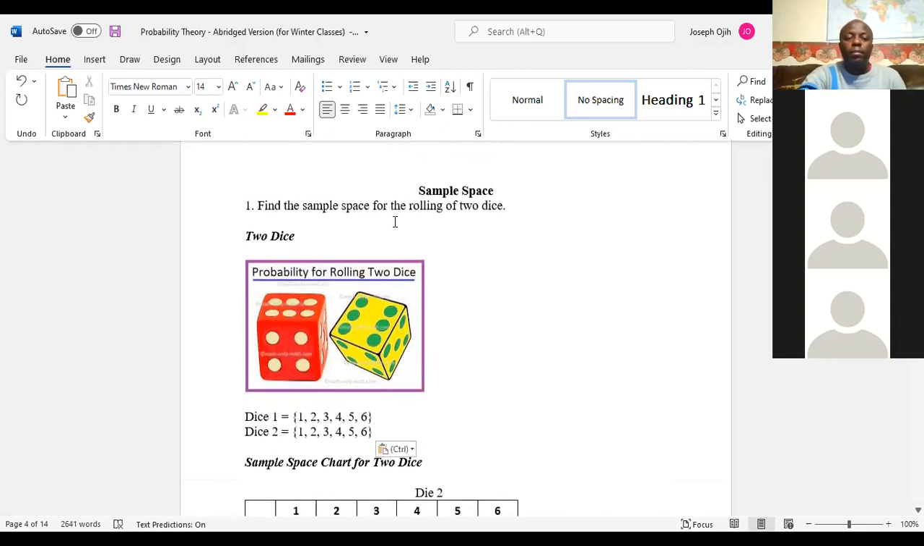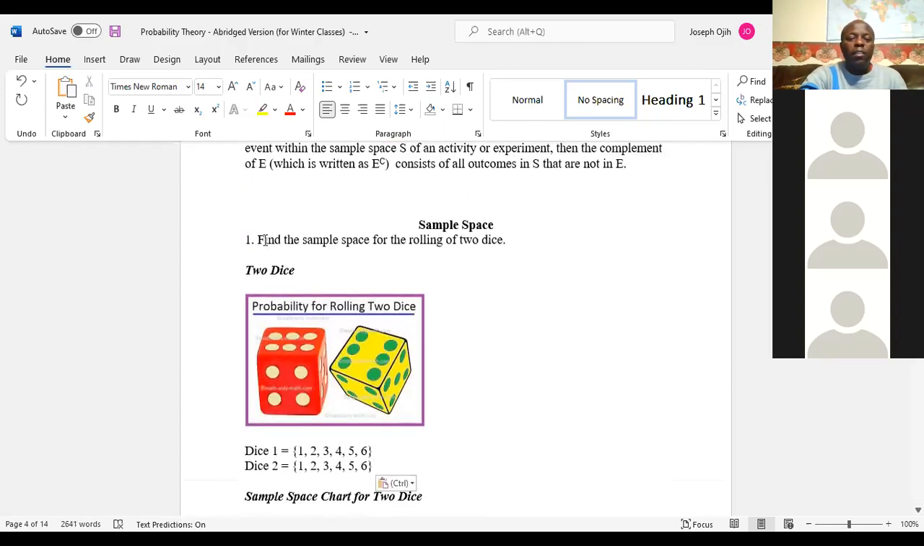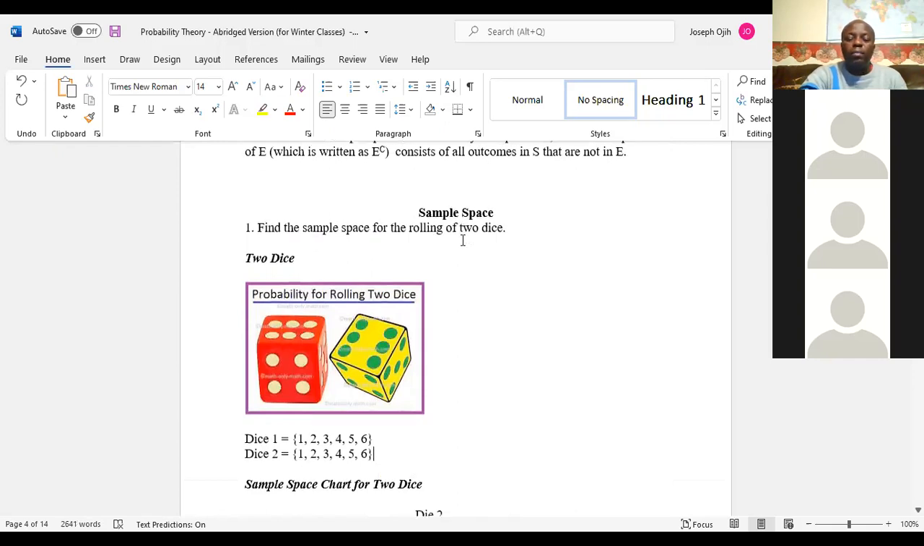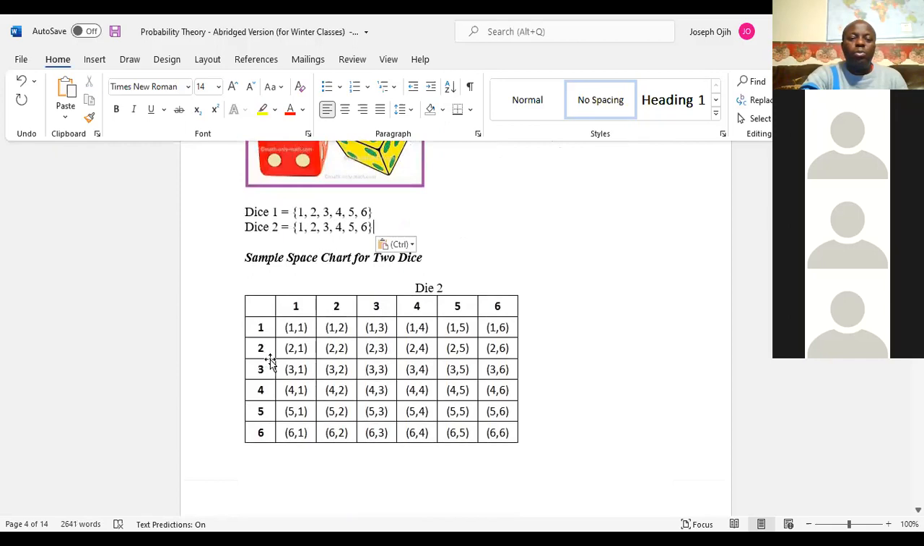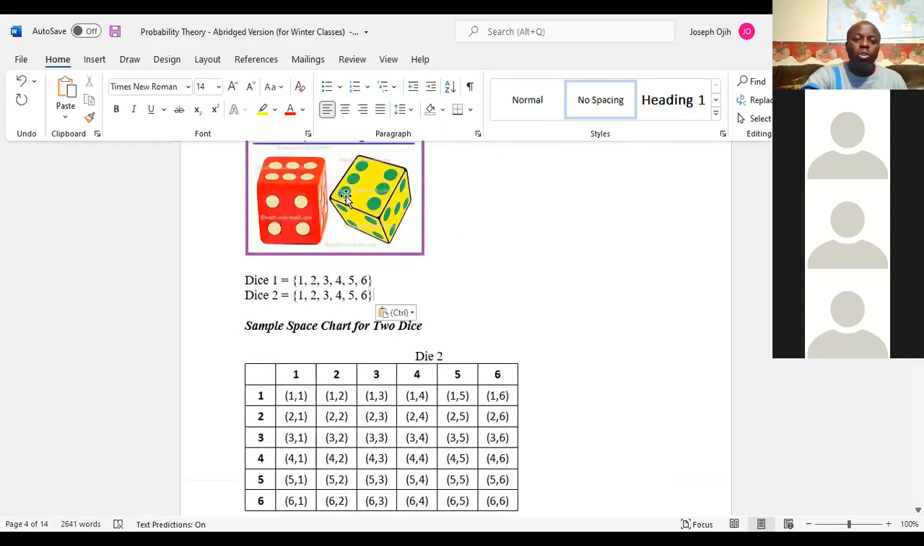But when they are rolled together, the question says find the sample space for rolling 2 dice. Dice 1 has all these outcomes, and so does dice 2. When you roll them together, it might be that 1 shows on dice 1 and 1 shows on dice 2, you can see it right here, 1, 1. It might be that 1 shows on dice 1 and 2 shows on dice 2, so 1, 2. Following that method, you get 1, 3, 1, 4, 1, 5, 1, 6.